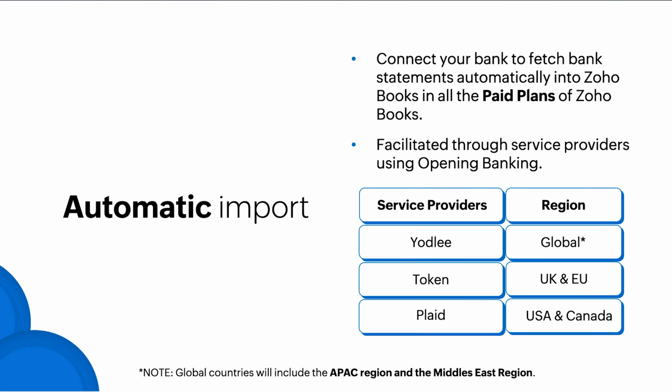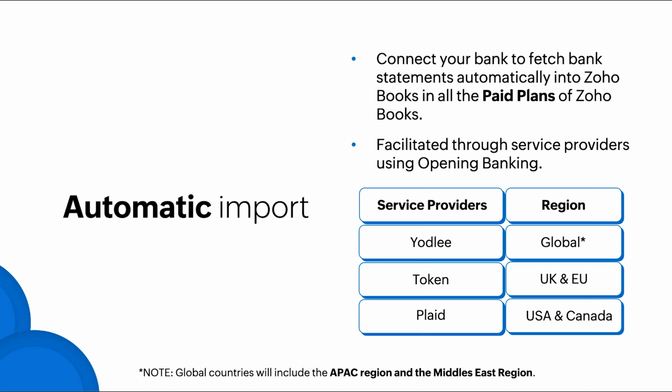We can also set up automatic feeds in Zoho Books. The automatic fetch is supported only in the paid plans of Zoho Books. This is facilitated through third-party service providers, namely Yodlee, Token, and Plaid, each providing services for specified regions. Yodlee would be supporting for global regions. Token will support for the United Kingdom and the European region. And Plaid will support the USA and the Canadian region.